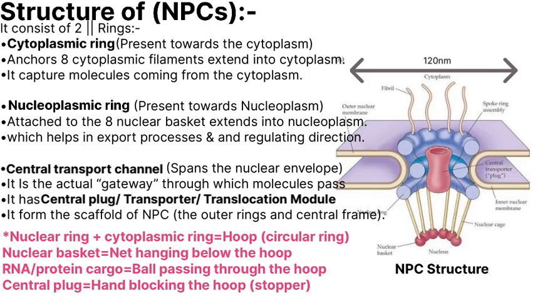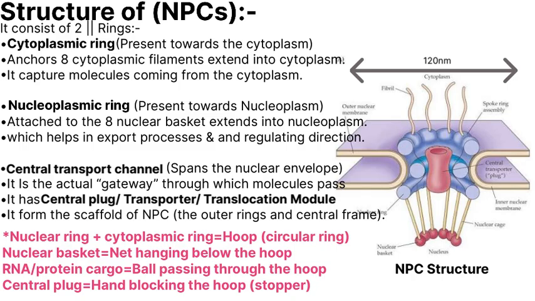According to these models, the structure of the NPC is supposed to be like a basket which fills the nuclear pore like a stopper. Look at it. This is your nuclear basket, and this one is the central plug, which is also called the transporter and the translocation module. In this central channel, together they act like a stopper that controls the passage through the pore. It consists of two rings. One is the cytoplasmic ring, which faces the cytoplasm, and it anchors the cytoplasmic filament, which extends into the cytoplasm, that faces the cargo protein coming from the cytoplasm.